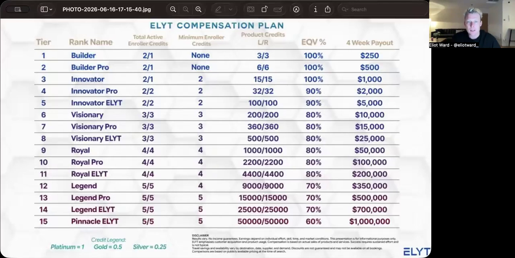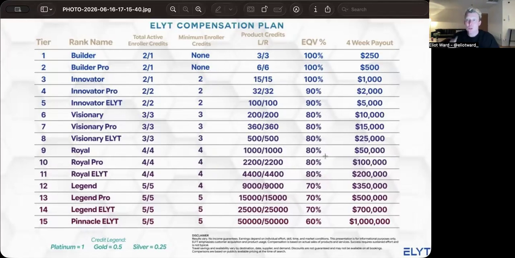This is your elite compensation plan breakdown. I would definitely suggest grabbing a pen and a pad and really understanding the compensation plan that you actually have access to right here. So I'm going to bring up the compensation plan. As you can see here, this is a binary compensation plan.